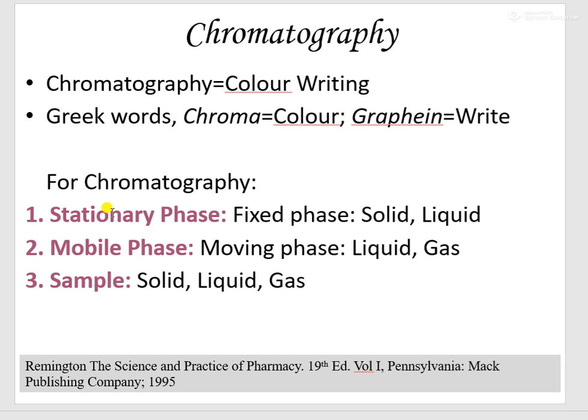For any chromatography, you require stationary phase, mobile phase, and sample. Stationary phase is a fixed phase, it is not moving. Solid and liquid can be a stationary phase, but gas cannot be a stationary phase. Mobile phase is a moving phase. Liquid and gas can be used as a mobile phase, but solid cannot be used as a mobile phase. If you want to use solid as a mobile phase, you have to dissolve it into an appropriate solvent. Sample to be analyzed by chromatography can be in the form of solid, liquid, or gas.